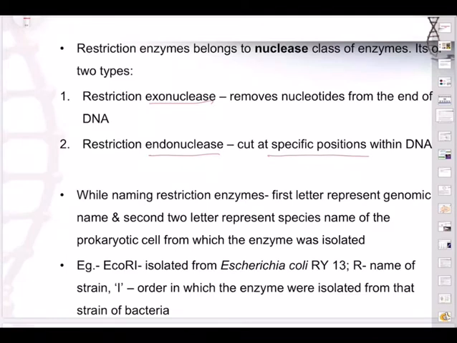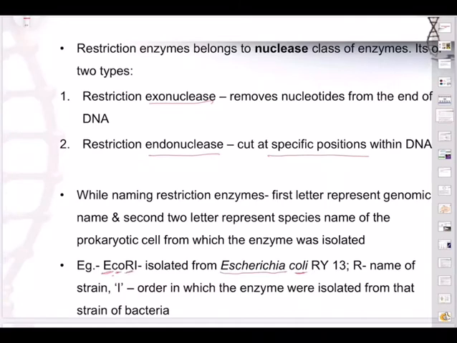While naming restriction enzymes, the first letter represents the genus name. For example, EcoR1. When we say first letter, what is the first letter? E. E represents the genus name, Escherichia. And the next 2 letters, co. Co represents coli, the specific name, the species name. So genus name and specific species name. Eco represents Escherichia coli.